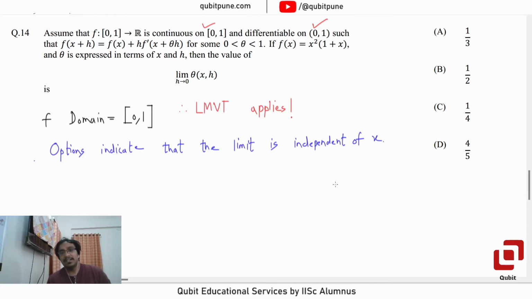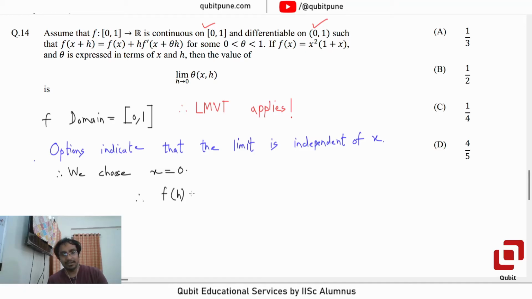Now, if the limit is independent of x, we can choose any convenient value of x. Therefore, we choose x equal to 0. It is in the domain and it is not violating any condition, right? Okay, so if we choose x as 0, then what does the equation given to us become?